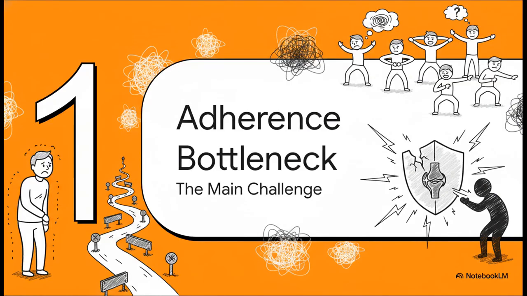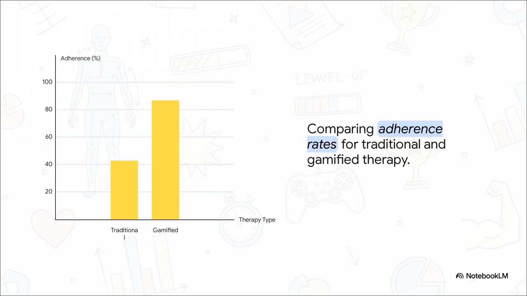The adherence bottleneck. So, why exactly do traditional exercises fail so often? Well, beyond just basic boredom, there's a deeper psychological barrier at play called kinesiophobia. That's the intense fear of movement or re-injury. When a patient is hyper-focused on an injured joint, every standard repetition can induce massive anxiety.